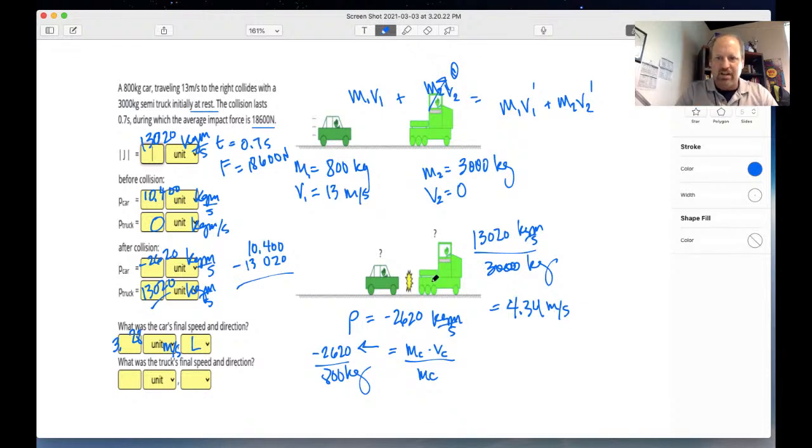Okay, so that's to the right because it's positive, so we're going that way. Okay, so that's 4.34 meters per second to the right. Okay, now similarly, the other, let's see here.